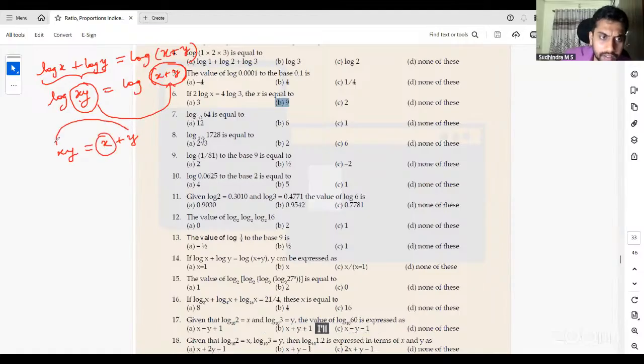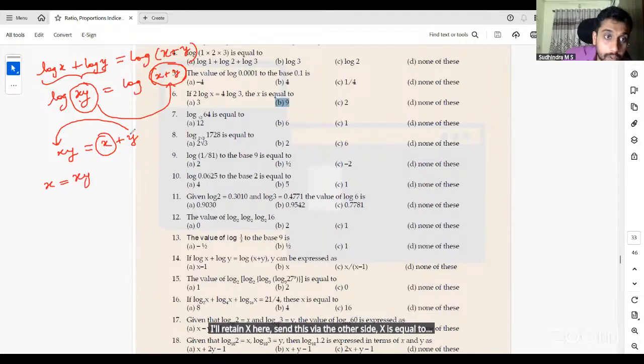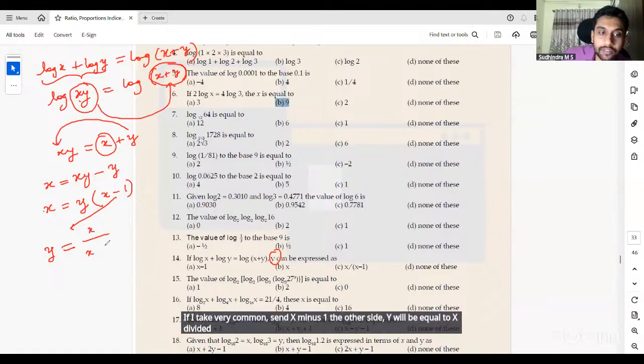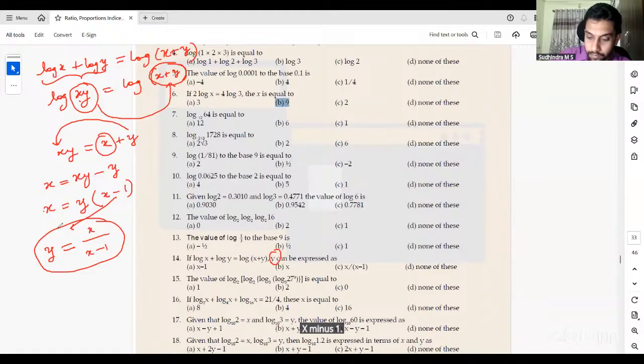I'll retain x here, send this y the other side. x is equal to xy. If I send y the other side, it will be minus y. x is equal to xy minus y. Why did I do that? Because I want the value of y, so that I can take y common here. y into x minus 1. If I take y common, send x minus 1 the other side, y will be equal to x divided by x minus 1. Is that clear? Those who are done with this, question number 15.